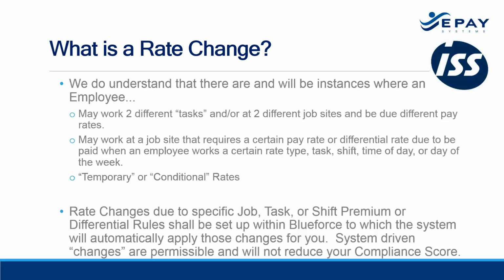To that, we do understand that there are always going to be instances somewhere where an employee may work two different tasks, meaning that they may be a custodian today, or this afternoon they may go and be a porter, or they may go somewhere else and be a carpet tech or a window washer. So we understand that employees work different tasks. We also understand that they may work different job sites. And both scenarios might create a situation where they get paid different rates. We understand that. We are very well aware that this is occurring across the company, but there's a proper way to address these, and I'll get to that momentarily.